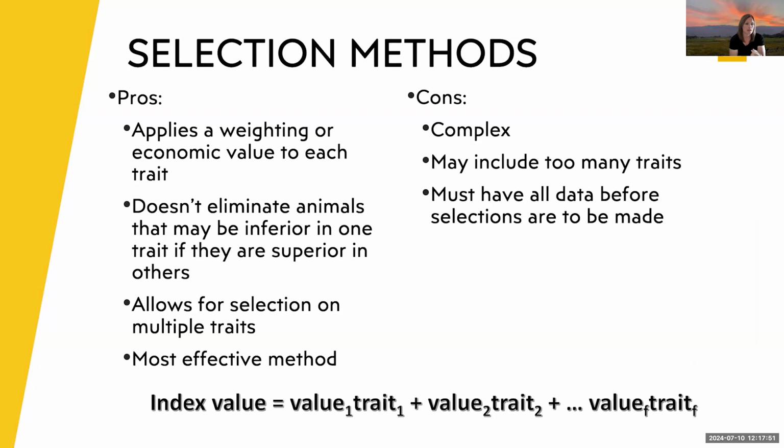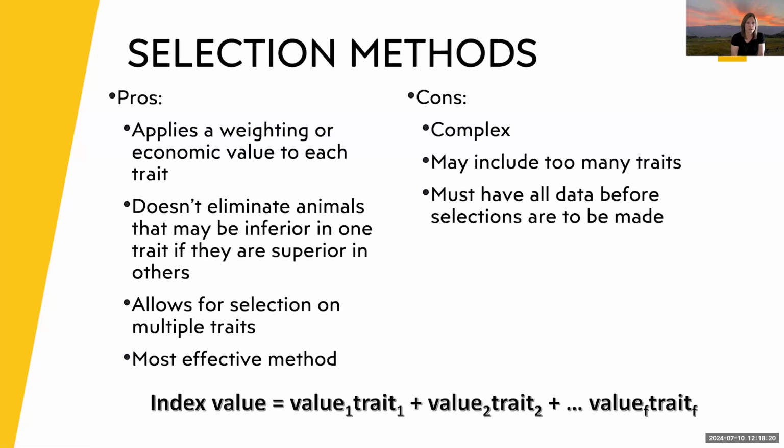Another way that, and I don't have it written here, I apologize, but it's an index selection. So this is one where you can weight different traits and you can use as many as you want. So you basically put a value on each trait. So maybe you have a higher importance on weaning weight and then maybe a little bit lower importance on milk production, and you can add them all up with the weighted value, which would give you an index value. And then you can compare those animals all across the board.